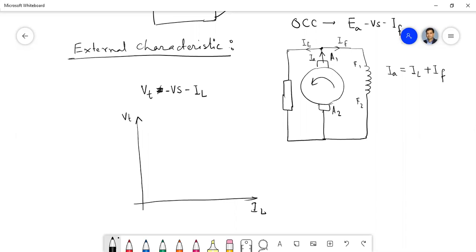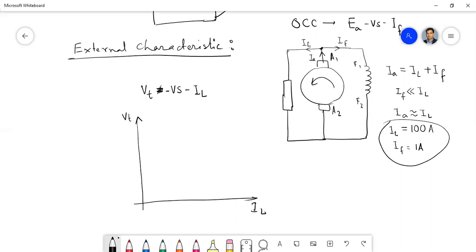Okay, but this field current is very small compared to the load current. Sometimes we write that the armature current is almost equal to the load current. So armature current and load current are almost the same. Suppose, for example, the load current is 100 amps, the field current may be only a few amps, that means 1 amp. So that is the thing.